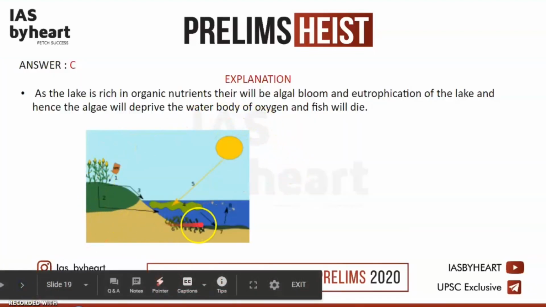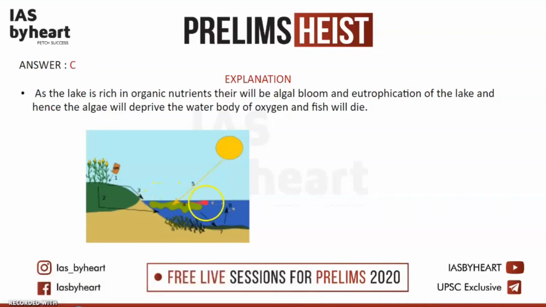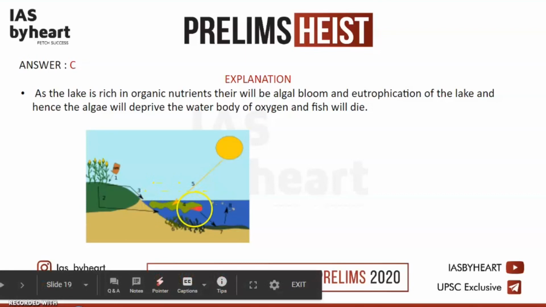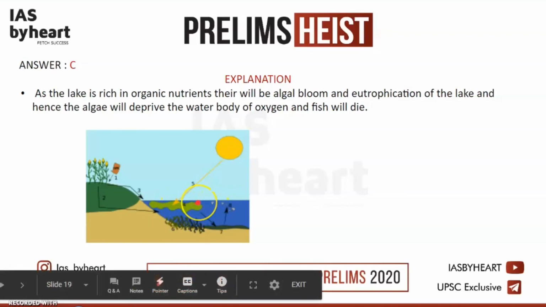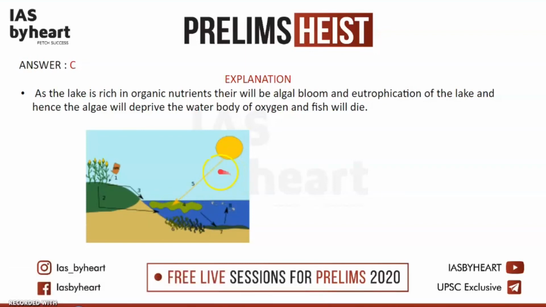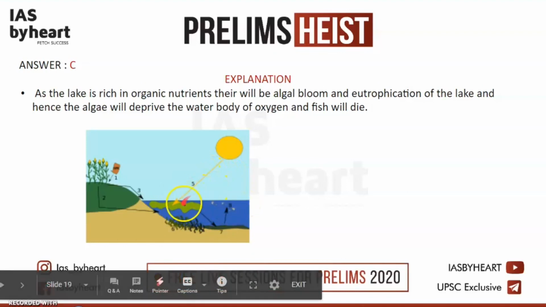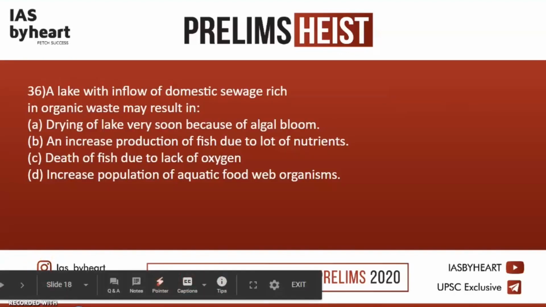See, this is a lake which consists of rich organic nutrients. So when the lake consists of rich organic nutrients, there will be an algal bloom there. See, this is about the algal bloom. So this is a situation called eutrophication. What is meant by eutrophication? Eutrophication is nothing but when a body of water becomes overly enriched with minerals and nutrients which induce excessive growth of algae. This process may result in oxygen depletion of the water body. This oxygen depletion will further lead to the death of the fish. So our answer is C.